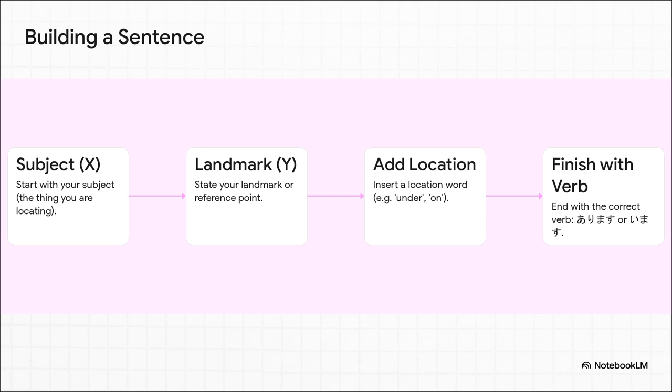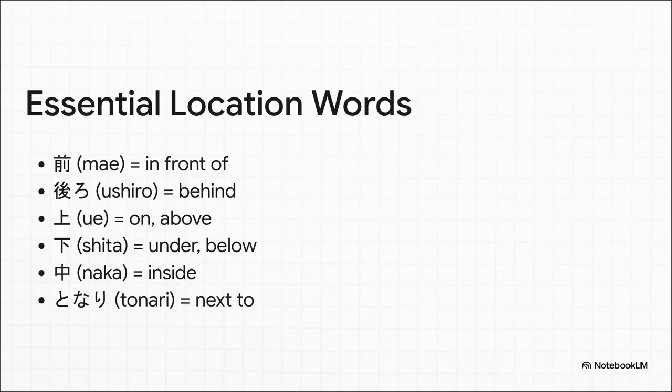It's really just 4 simple steps. You always start with your subject, X, followed by that little particle wa. Then comes your landmark, Y, with the particle no. After that, you just pop in the location word with ni, and then you finish it all off with a very important verb.